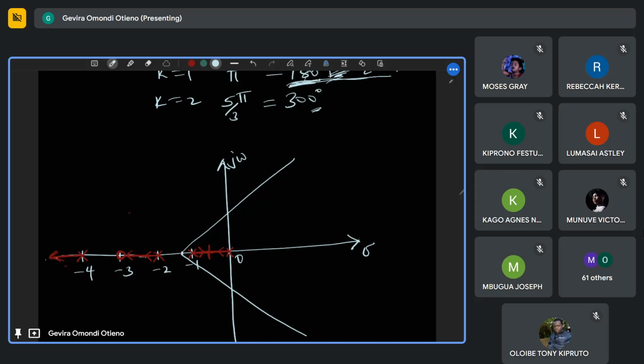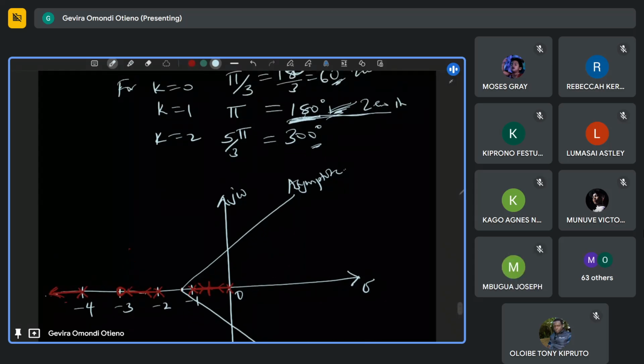Now remember, the asymptotes are not part of the root locus. They are simply straight lines that give us the general direction of the root locus. That is why I'm not drawing them in red, because they are not the root locus. So this is an asymptote. This is an asymptote. They are simply straight lines that give us the general direction of the zeros at infinity, sometimes the poles at infinity.